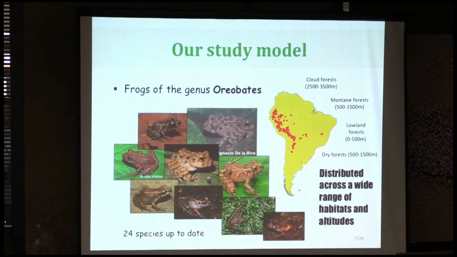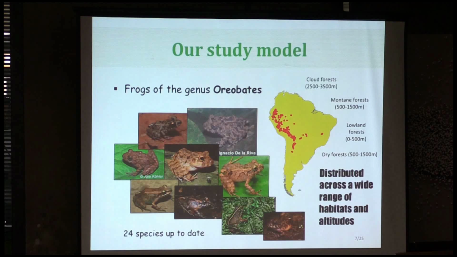Our study model are frogs, a genus of frog called Oreobates, and this genus is nowadays composed of 24 species. The good thing about these frogs, they are not very cool because they are all brown, but they are distributed across a wide range of habitats and altitudes. You can find these frogs living in cloud forest, montane forest, lowland forest, dry forest. They are all in South America, but in very different habitats.